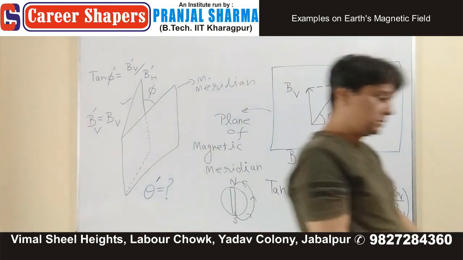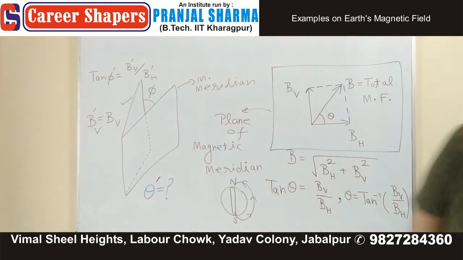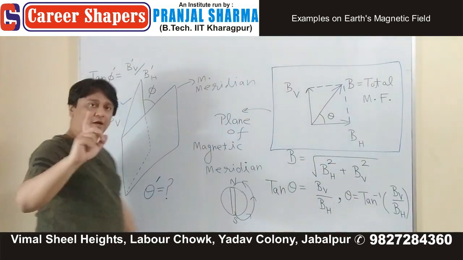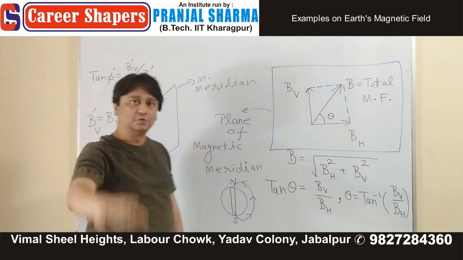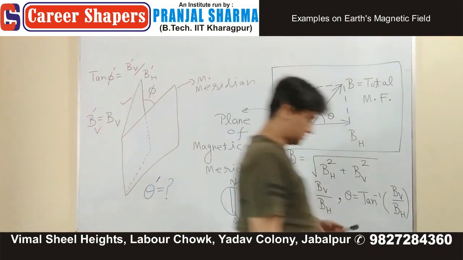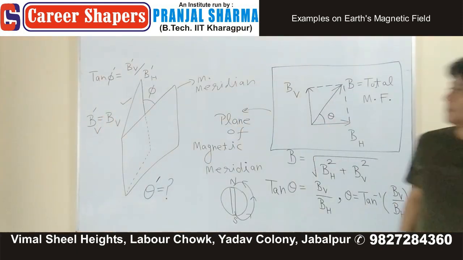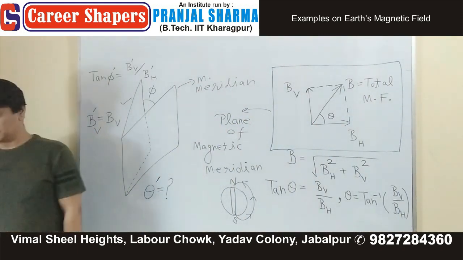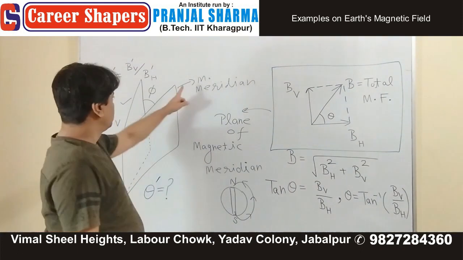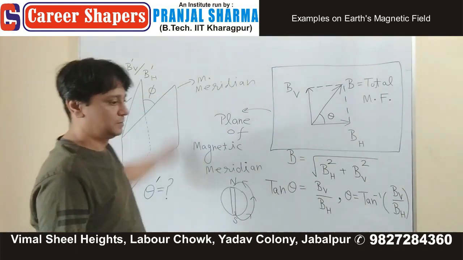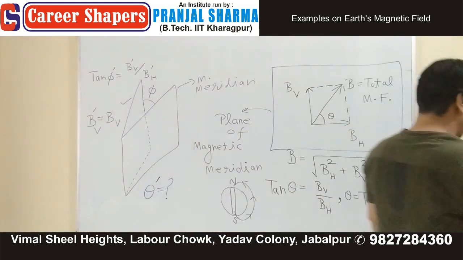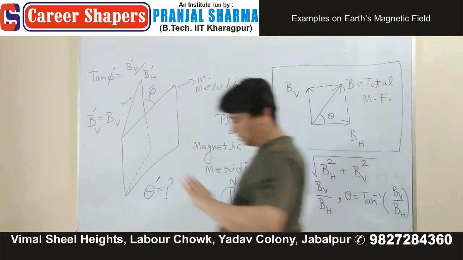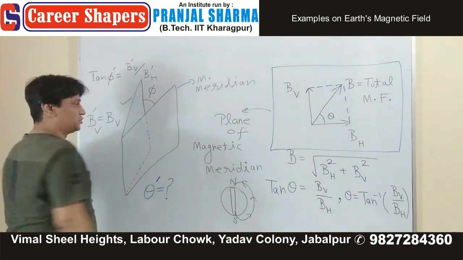So, when you rotate the magnetic compass by an angle of phi, it's the vertical component which is not going to change. Write down this: when we rotate the magnetic compass by an angle of phi, the vertical component will not change.